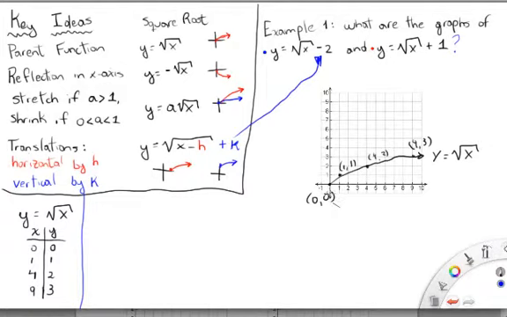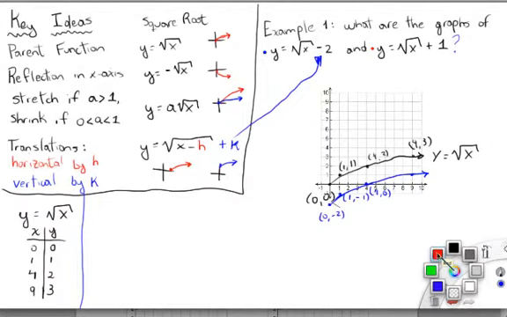So from 0, 0, I'm going to go to 0, negative 2. From 1, 1, I'm going to go to 1, negative 1. And from 4, 2, I'm going to go to 4, 0. Similarly, from 9, 3, I'm going to go to 9, 1. Notice how every point just moved down 2 places on the y-axis.